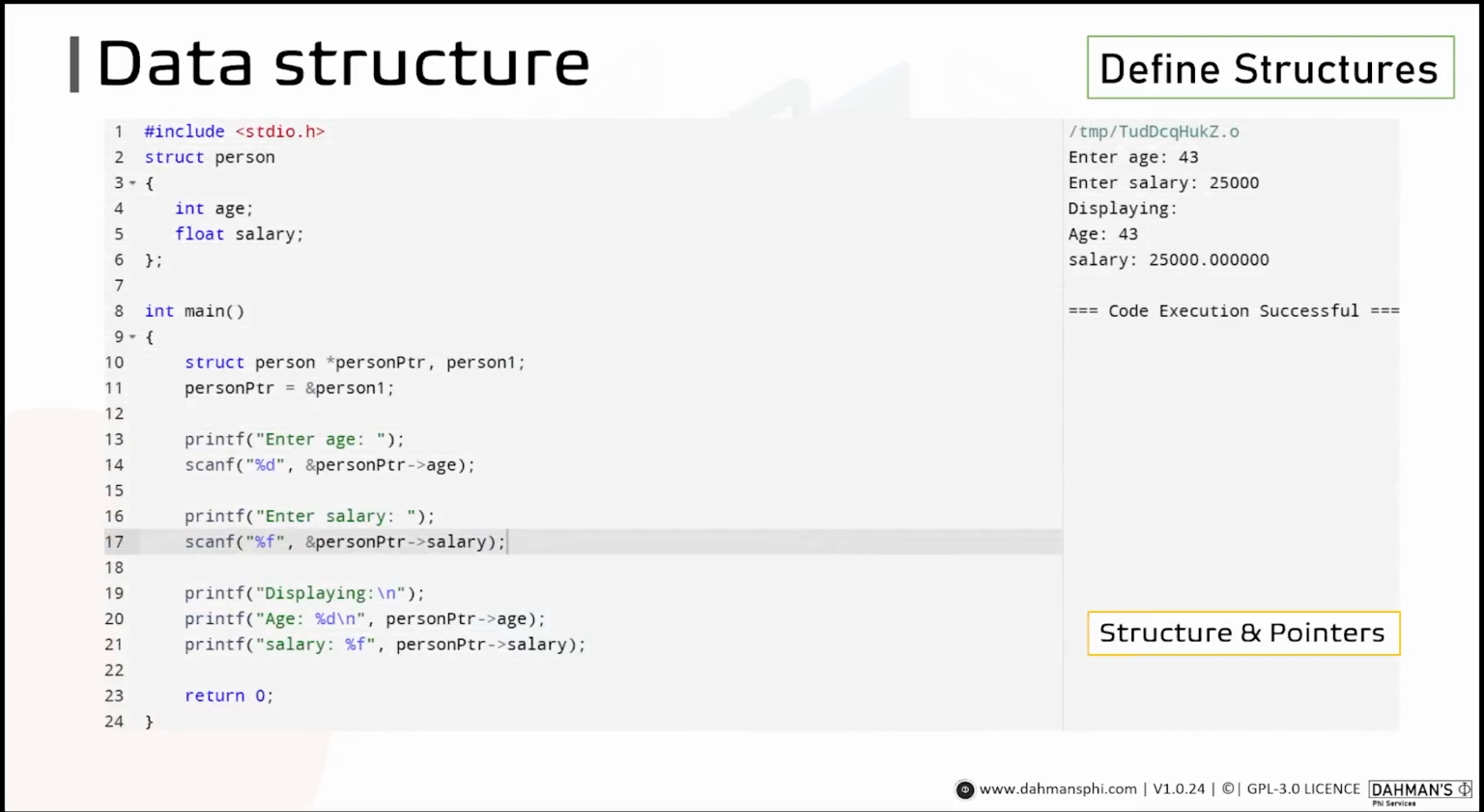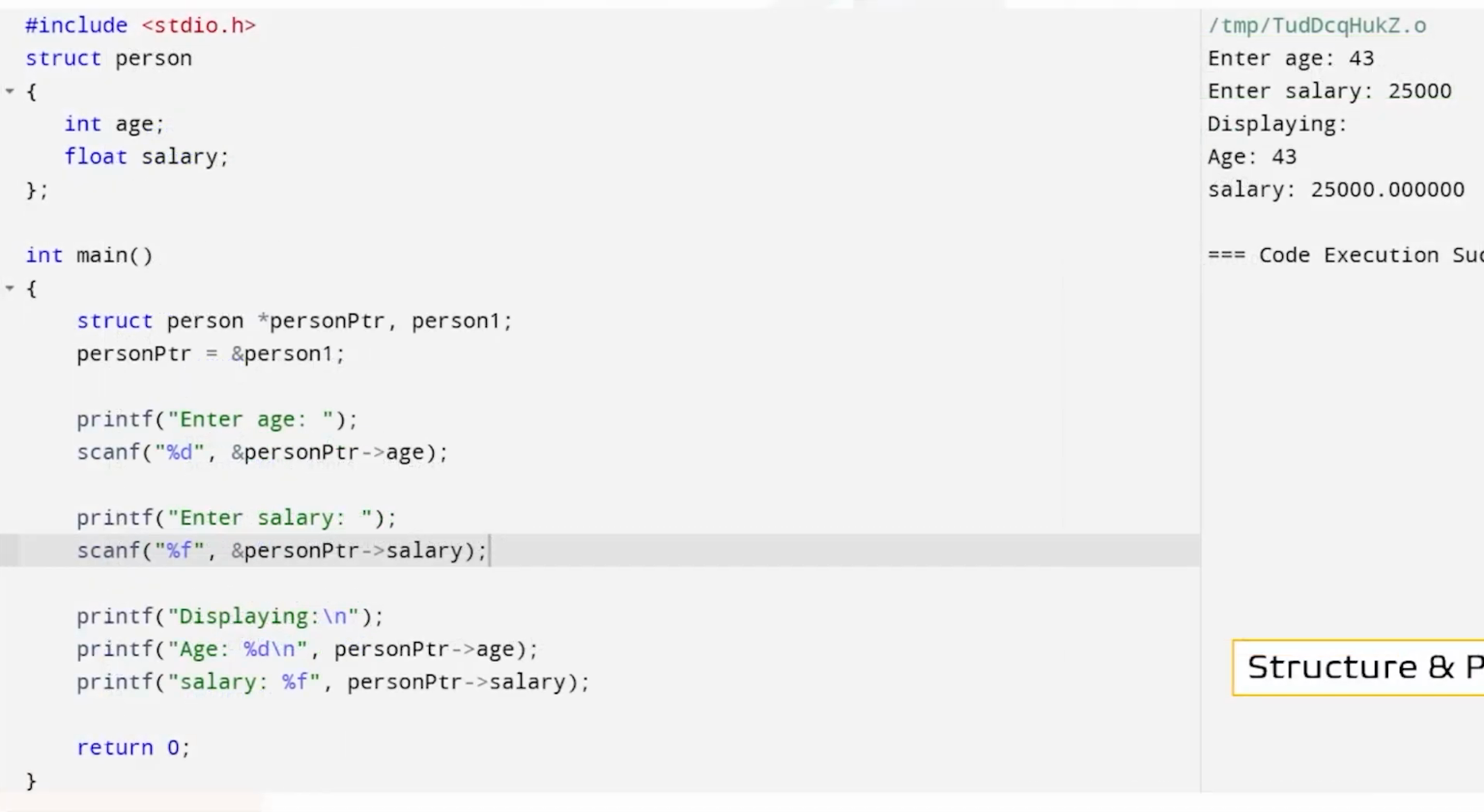Next thing we want to talk about is structures and pointers. It is quite important to understand and to start to appreciate the meaning of pointers. Now let's look at an example of defining a struct called person that contains two different variables, of type integer and float, called age and salary.